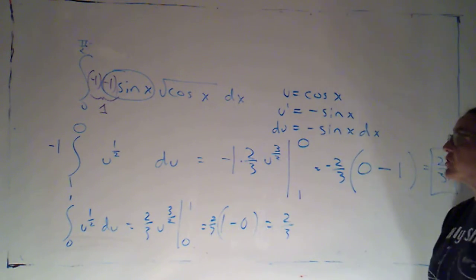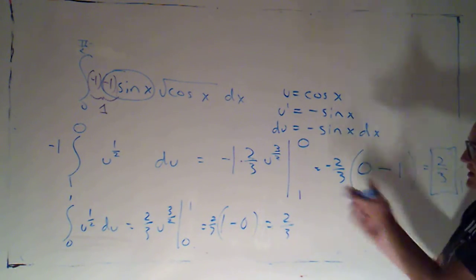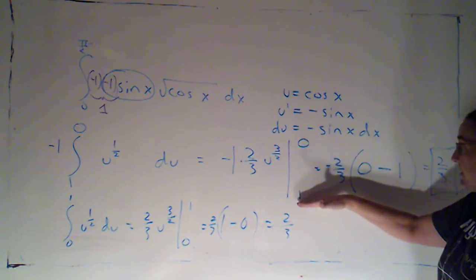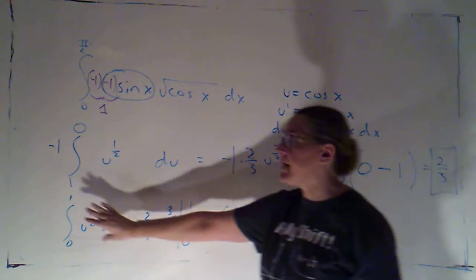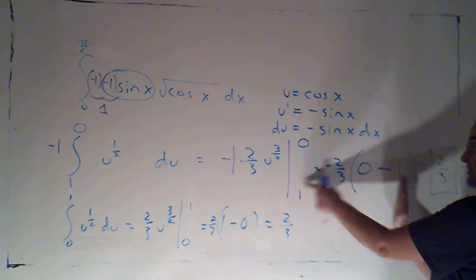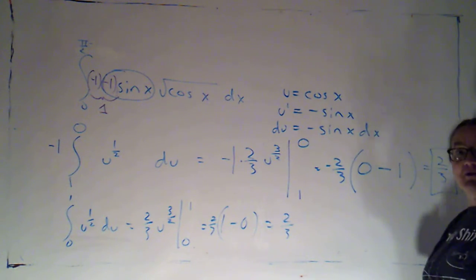So I'll get the right answer either way, but you need to decide: am I going to just stick with these limits where I'm going from bigger to smaller, or am I going to flip them? If you don't flip them, make sure that you respect the order of subtraction when you're evaluating things at the end.